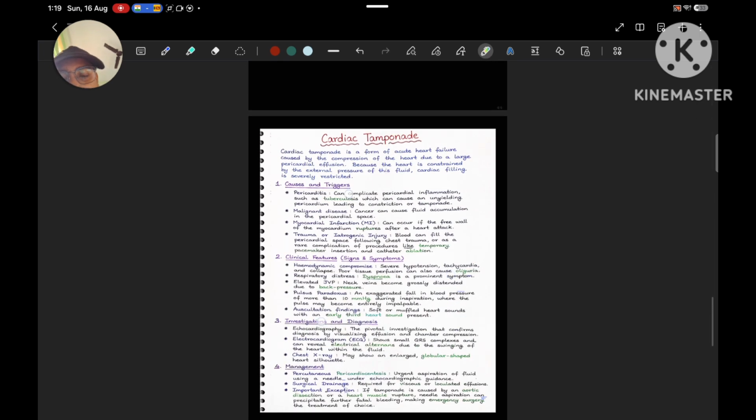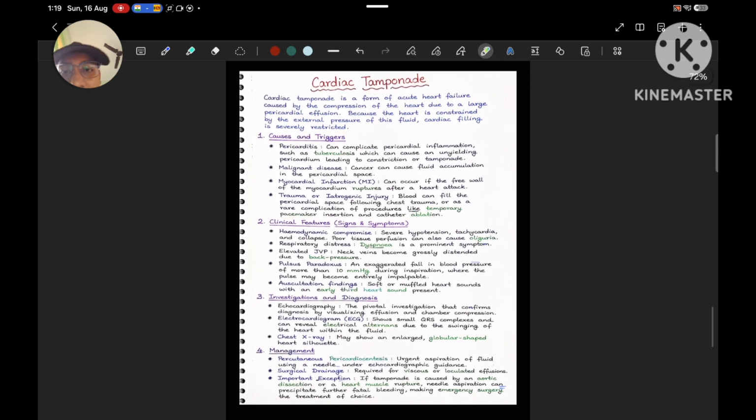So what is the cardiac tamponade? Now you can see here the note. The cardiac tamponade is a form of acute heart failure. This is an acute condition, and this is a heart failure where the body is not getting much oxygen or much blood by the compression of the heart. Who is compressing the heart? Actually the pericardial effusion is compressing the heart. The fluid inside the pericardial sac is compressing the heart.